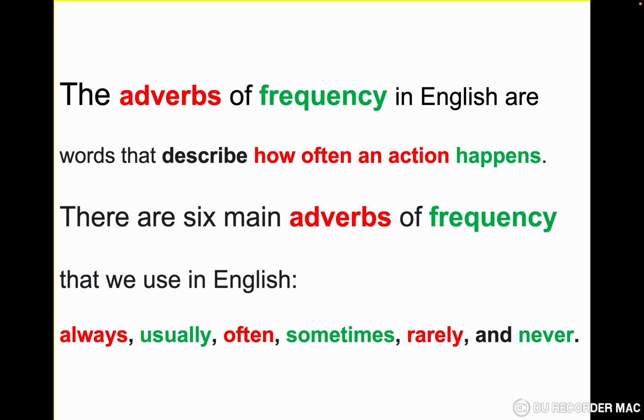The third one has two ways of pronunciation. Some people pronounce it with the T, but the correct and most used one is often. If you pronounce it with the T, it's correct, but it's better to pronounce it often, so the T is silent. The fourth one is sometimes. The fifth one is rarely. And the last one is never.